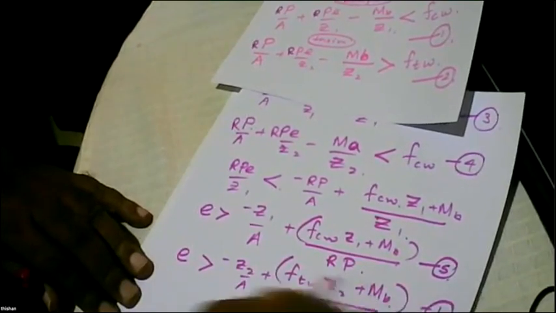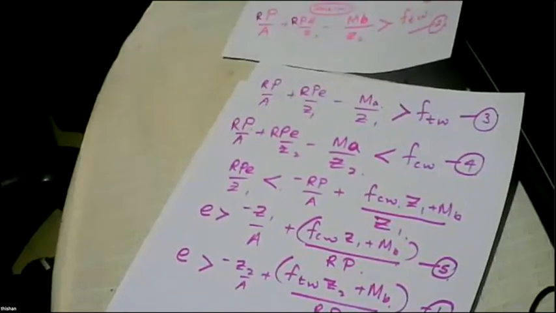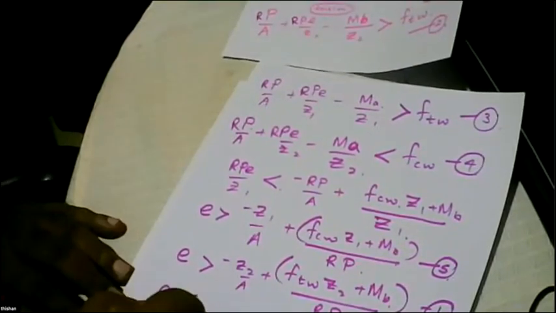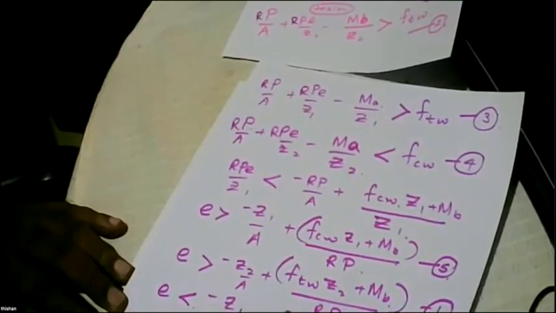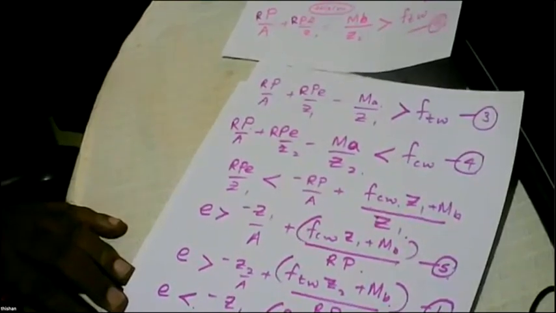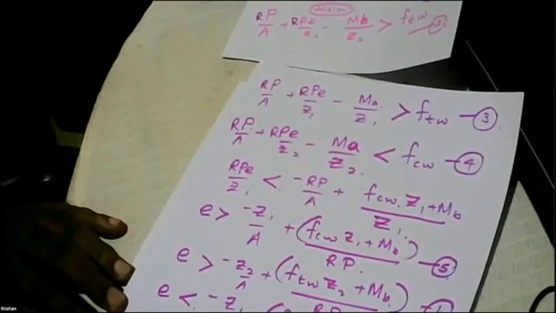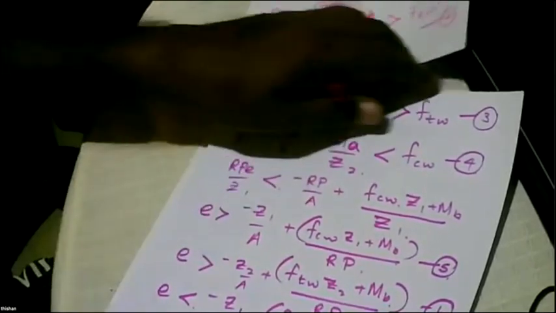Equation number 6. Then equation number 7 will be e should be less than minus Z1 over A plus FTW Z1 plus MA over RP, and the last equation, e should be less than minus Z2 over A plus FCW Z2 plus MA divided by RP. Equation number 8. So we have 8 equations like that.